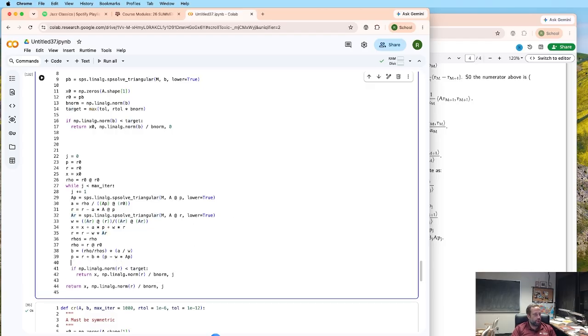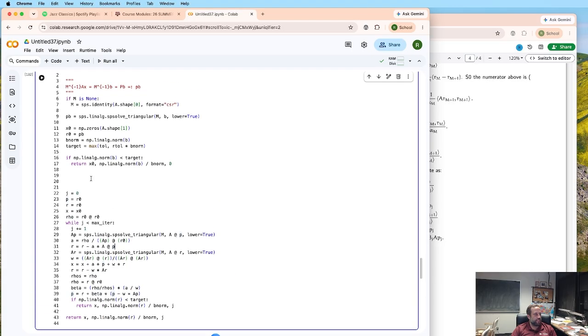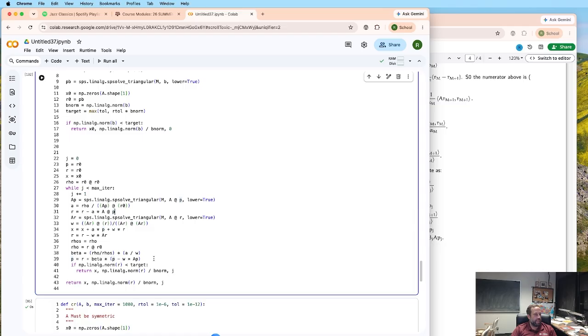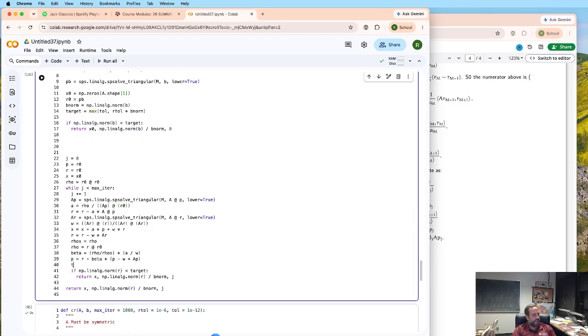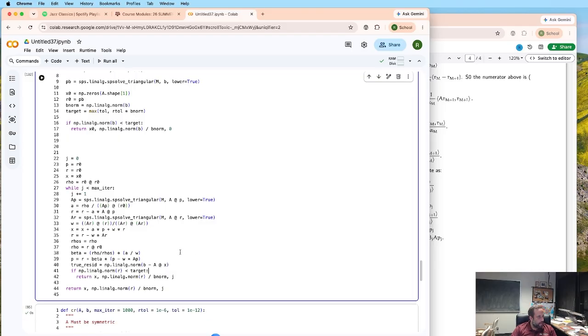Okay, now for the residual. There's another problem as well that I didn't realize when I was making this video the last time. This B needs to be beta. The reason that it needs to be beta instead of B is because B is the right-hand side, and I've overwritten it here. So now I'm going to say true residual is going to be equal to np.linalg.norm b minus ax. Yeah, that's what we want here.